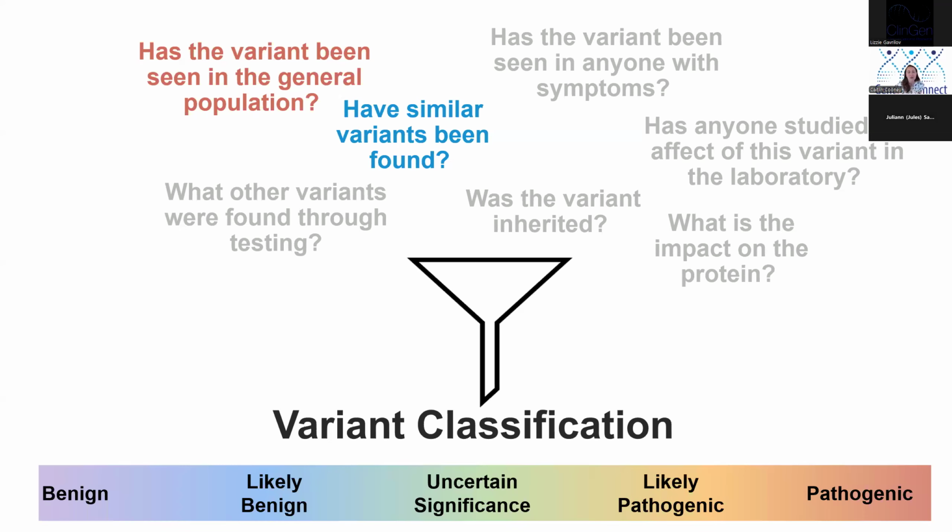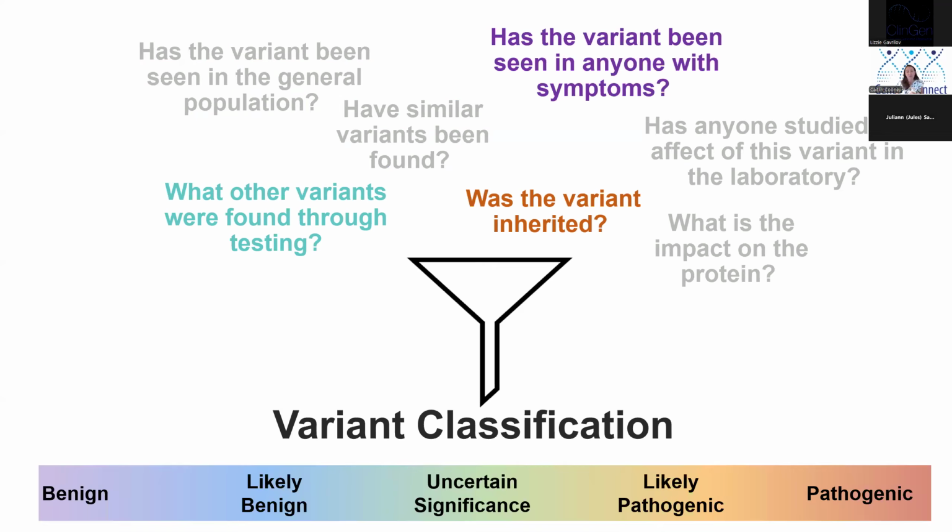Putting that information together, if I'm looking at different areas of the gene, do I see that a lot of people that have changes in this gene have also been shown to exhibit symptoms? Maybe this area of the gene is really important, and we really do need to understand any changes in that area. Other things that our participants really provide us are: has the variant been seen in anyone with symptoms? Was it inherited? What other variants were found through testing?